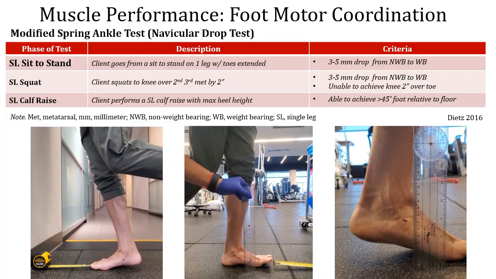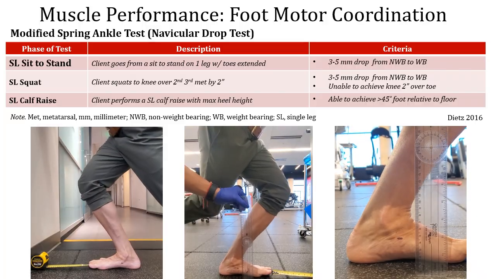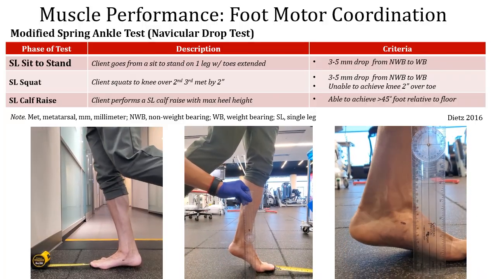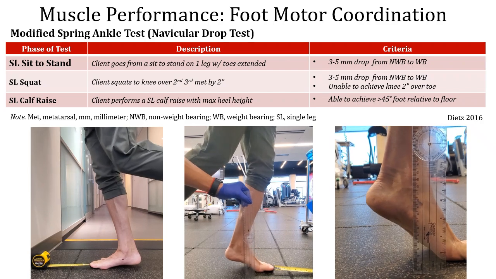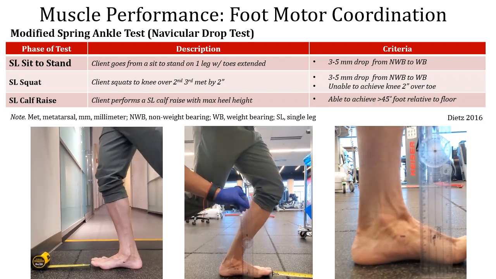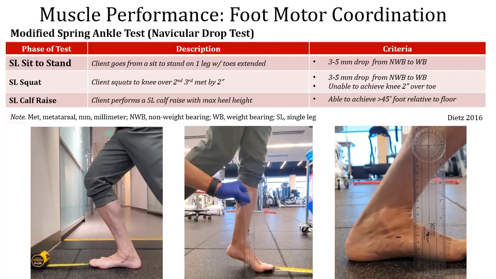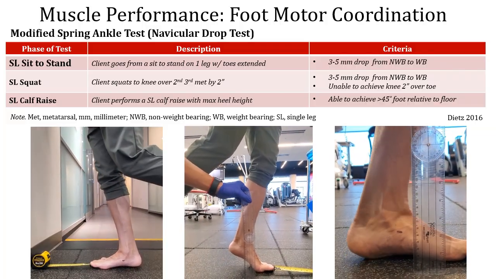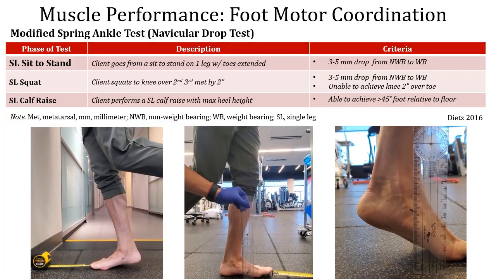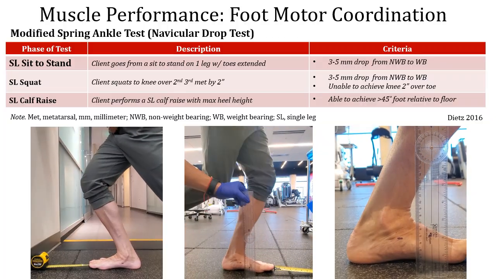Then you have a single leg squat, where you ask the client to go into a single leg squat position where the knee translates 2 inches past the second and third metatarsal. And once again, you're looking for less than 3 to 5 millimeters drop, with the ability to achieve that 2 inches over toe. So there needs to be sufficient dorsiflexion and sufficient tension within the arch, such that they don't go into more of a pronated position.